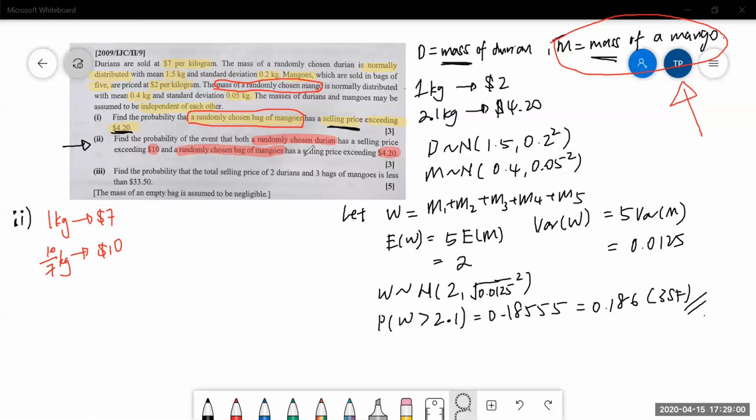So a randomly chosen bag of mangoes has selling price exceeding $4.20. This one we already have, right? This was from part 1. Make sense? Yeah. So all we need to find is for durians. We need to find the probability of a durian weighing more than 10 over 7 kg. So can you find that for me using this distribution over here?